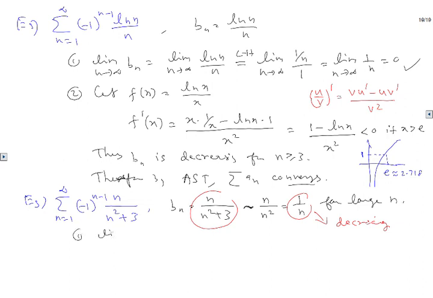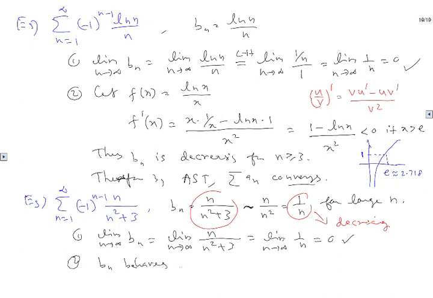So the limit as n goes to infinity of b_n, which is the limit of n over n squared plus 3. If you look at the dominant term, as we argued, it almost looks like 1 over n, so the limit is 0. So the first test passed. Or you can just use calculus as before, take the derivatives, but not for this one. Now for the second part, we can say b_n behaves like 1 over n for large n.